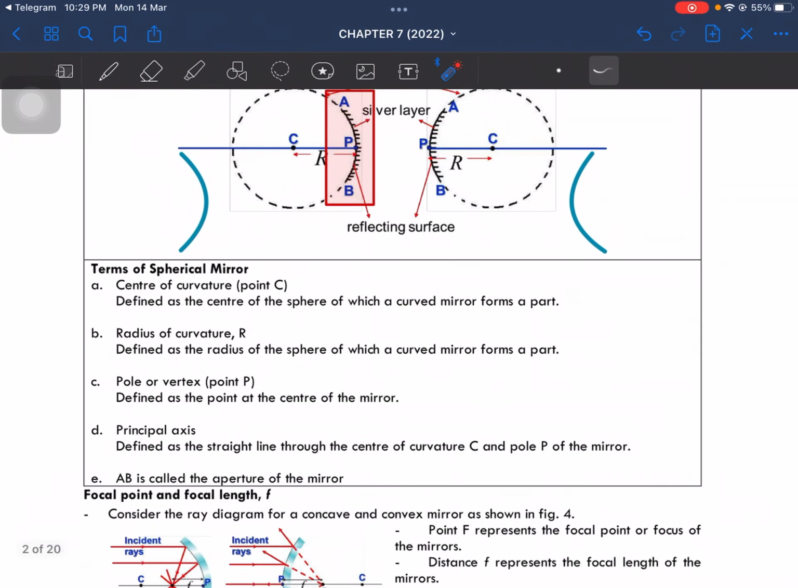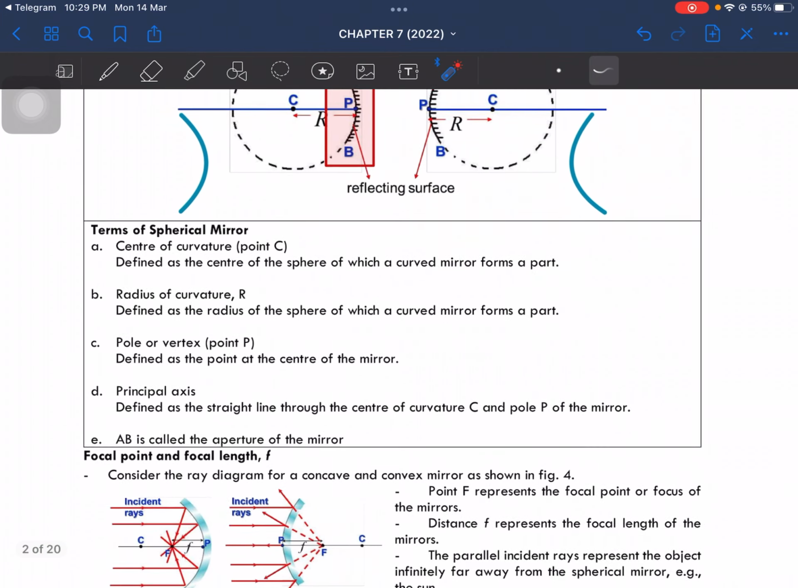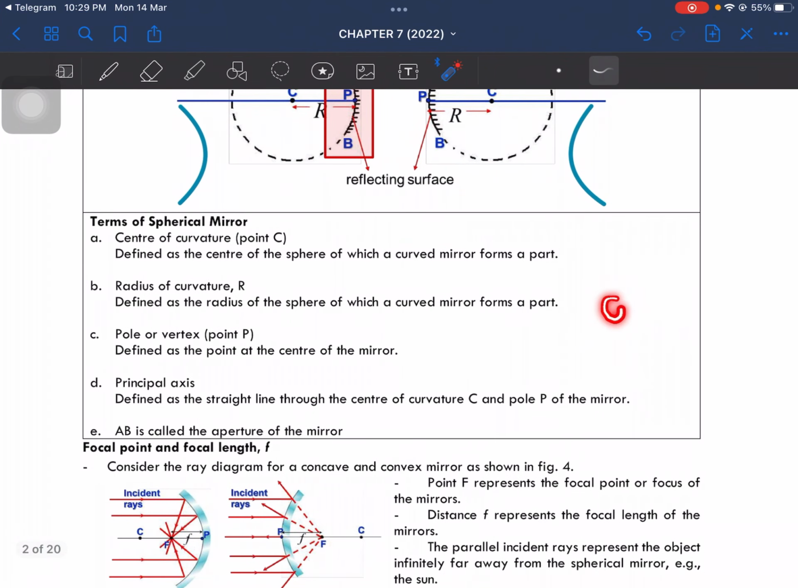The principal axis is all behind the mirror. So this one is in front, this one is behind. And then AB here is known as the aperture of the mirror. If you remember, for a camera, as you are zooming in or out, the black lens is decreasing or increasing in size. So that is actually the aperture.